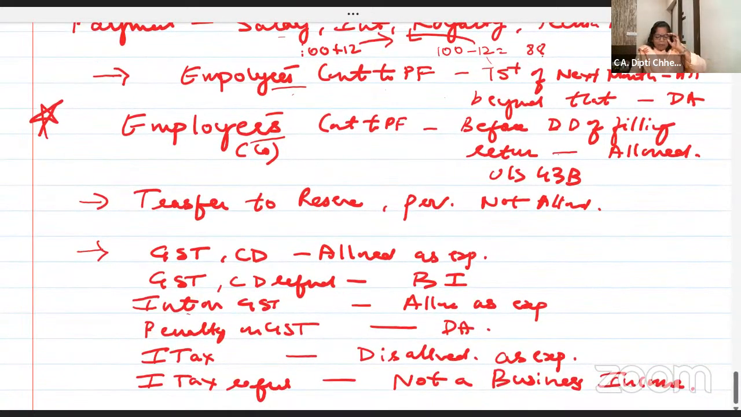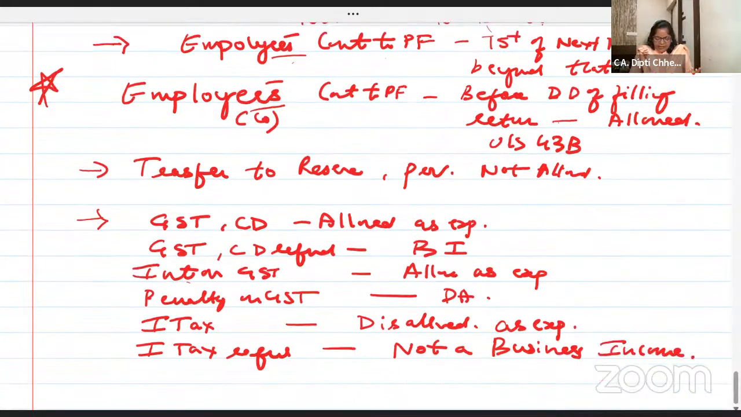Acha, in your P&L account, anytime they'll give provision for bad debt, provision for this, provision for that, transfer to reserves. These are not allowed. Ma'am, why not allowed? Because these are not actual expenses. They are just book entries, right?